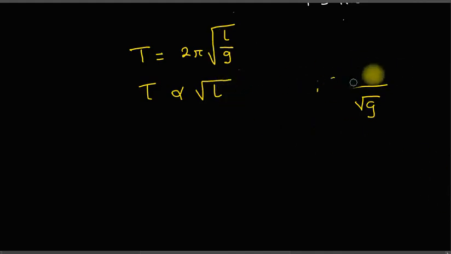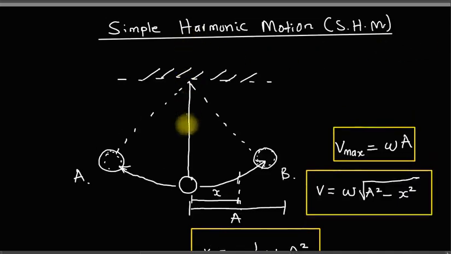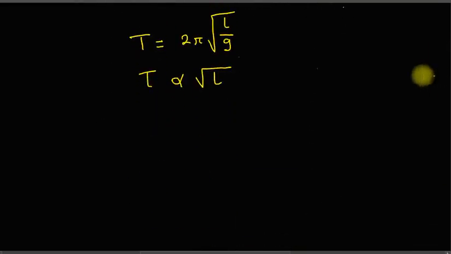Alright, now this is not our primary focus. We're actually dependent on the length. So if period is directly proportional to the square root of length of a simple pendulum, it means that if we decrease the length of this pendulum, the period should also decrease because it is directly proportional. So if you decrease length, the period decreases as well. And if you increase the length, the period increases as well.